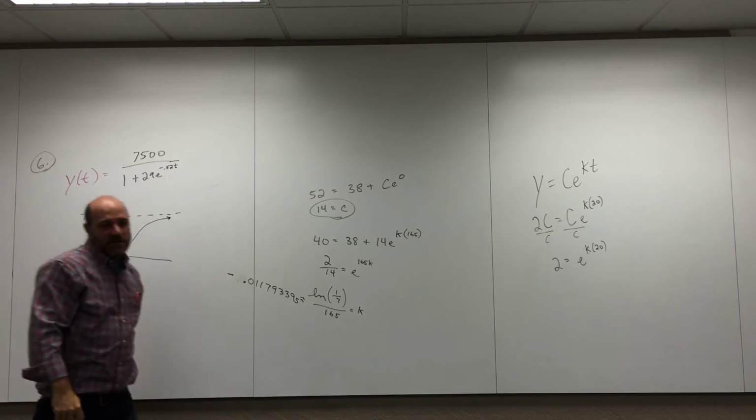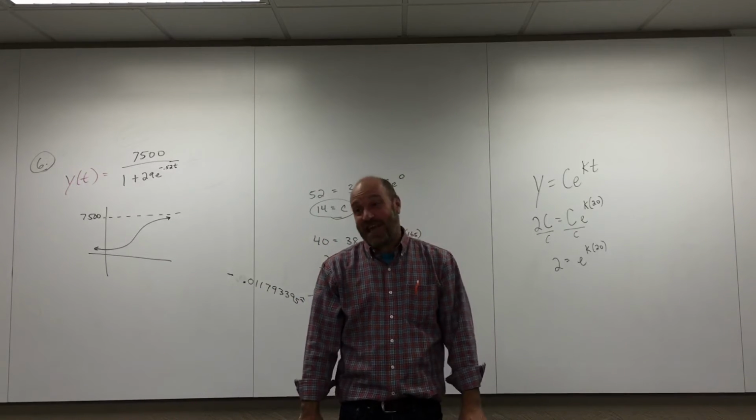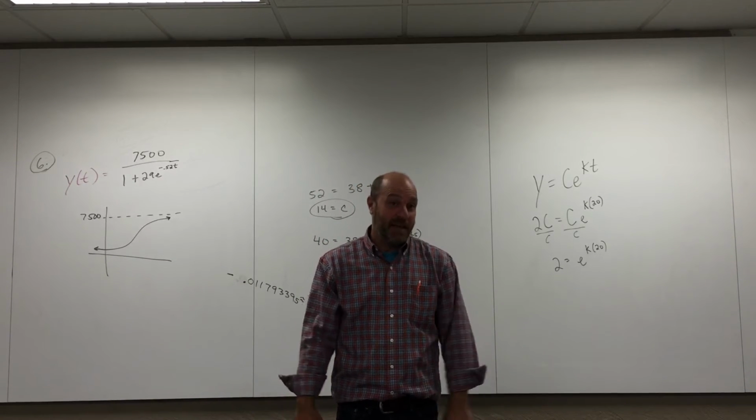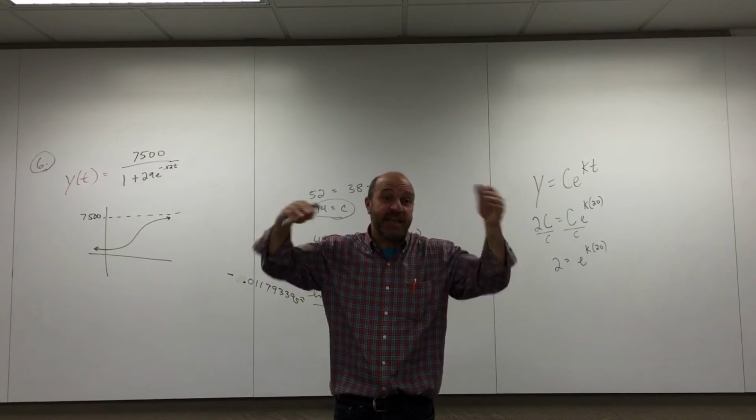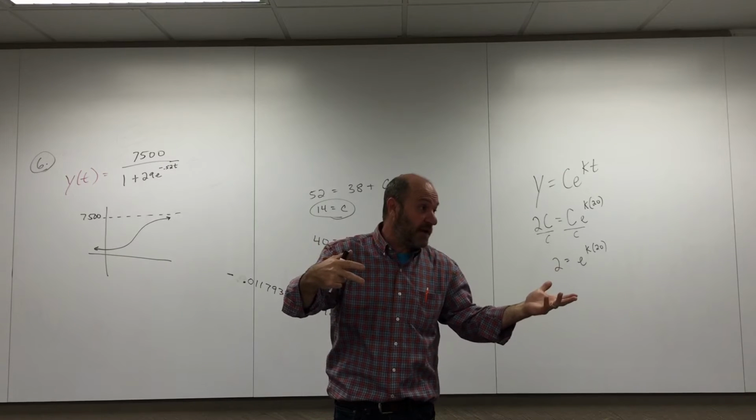So now, what are the questions? They're easy, aren't they? What's number A? Oh, we already did A. A is, what's the carrying capacity? It is that 7,500. It is that horizontal asymptote. It is the limit as t goes to infinity.